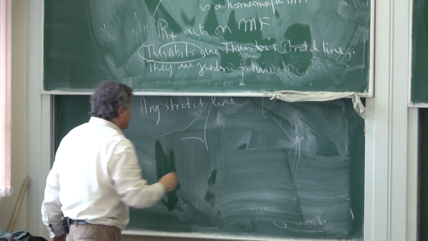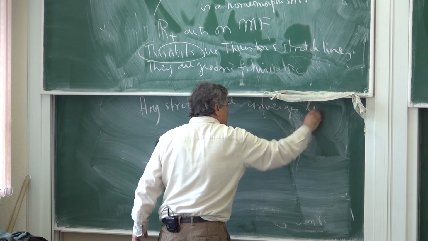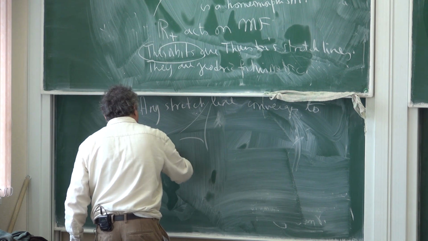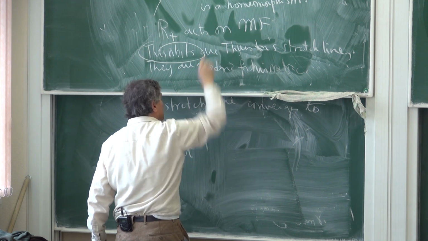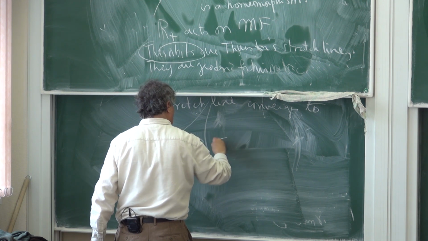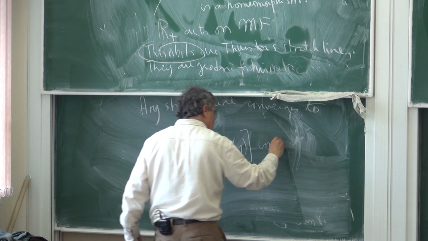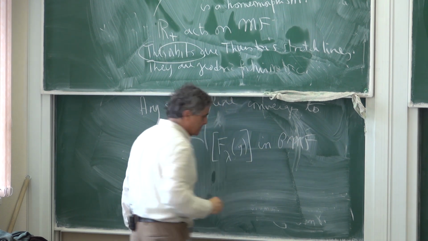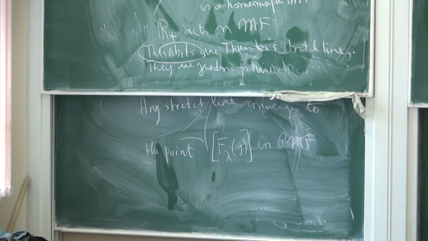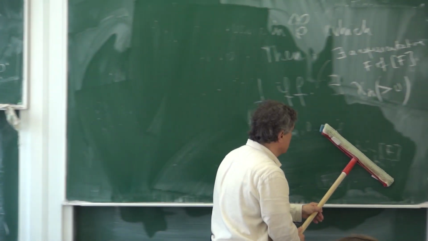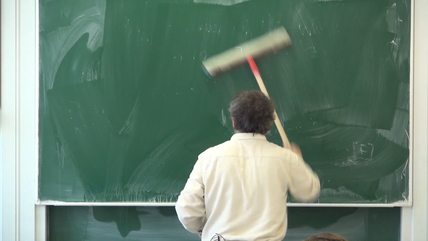So any stretch line converges to the point, if I use this notation here, F lambda of G in PMF, in Thurston's boundary. This is what I want to prove now. And the proof is some hyperbolic geometry in ideal triangles. The proof is based on the following lemma.